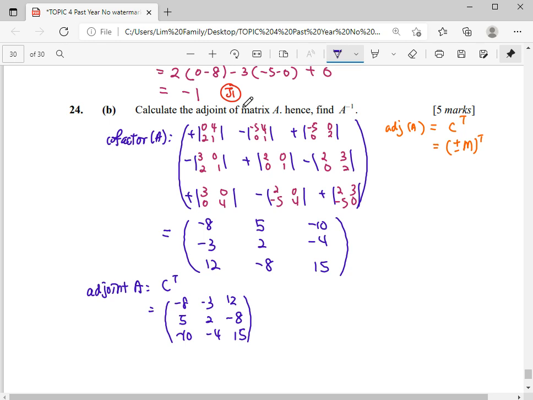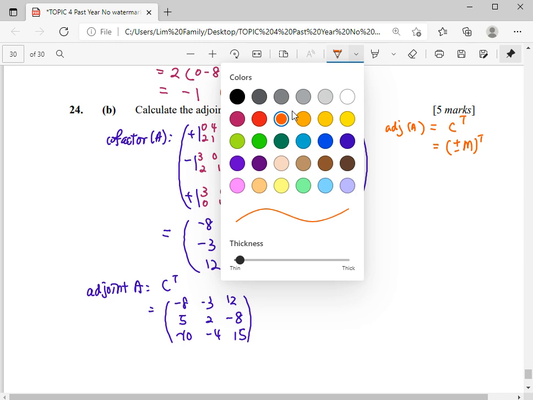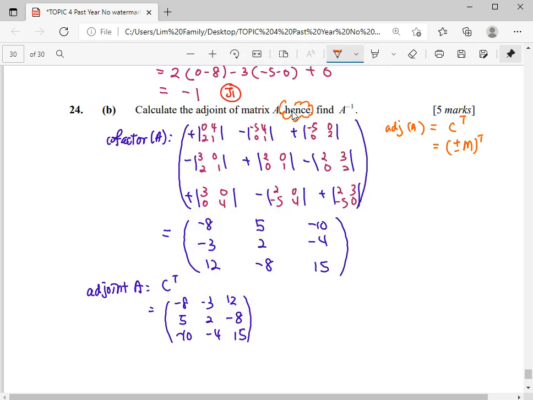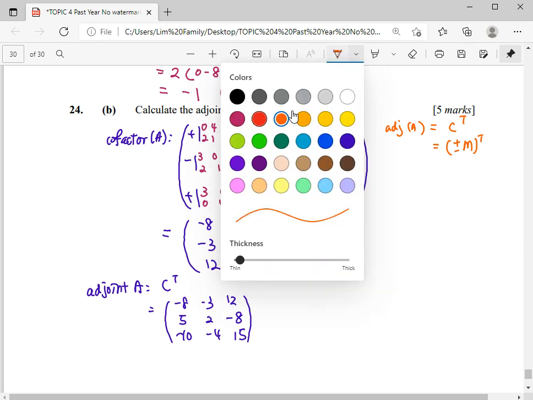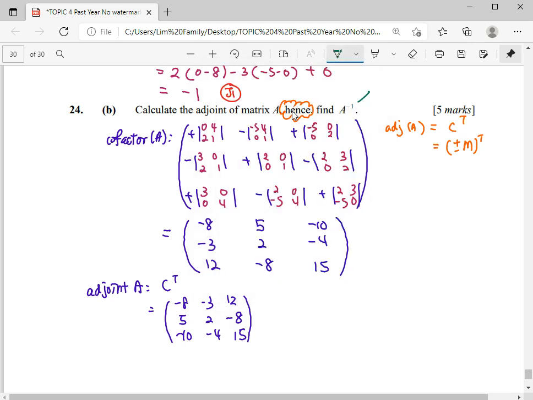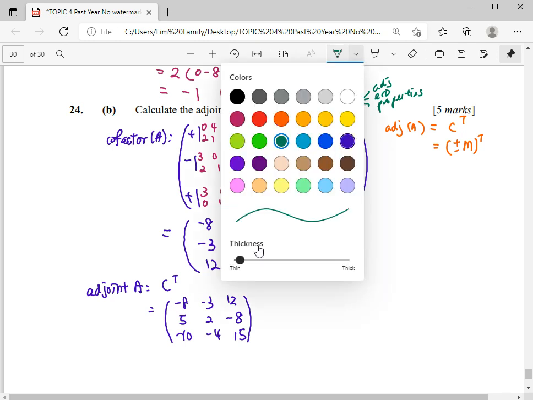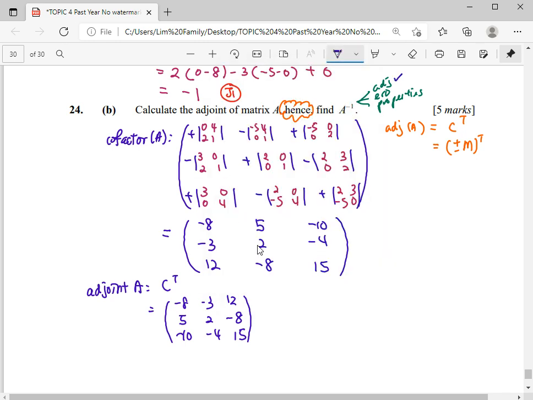And after we calculate our adjoint, we have to hence find our inverse. So when we have this wording hence, because when we want to find our inverse, we have 3 methods. We can use adjoint method, we can use ERO, or we can use properties. So for this question, when you say hence means we are going to use the information before this, which is adjoint. So for this A inverse, we are going to solve by using adjoint. So other methods we are not going to accept. So we only accept for adjoint because question already said hence.